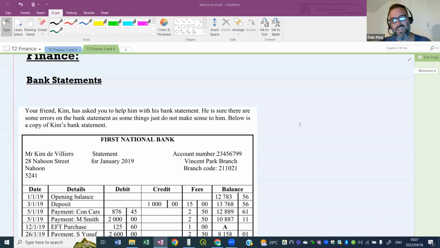Yeah, it does look like accounting. It looks like EMS and accounting.